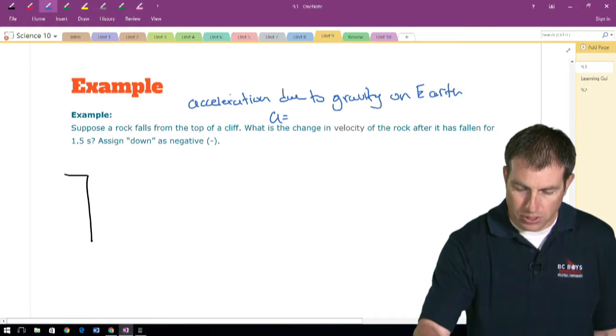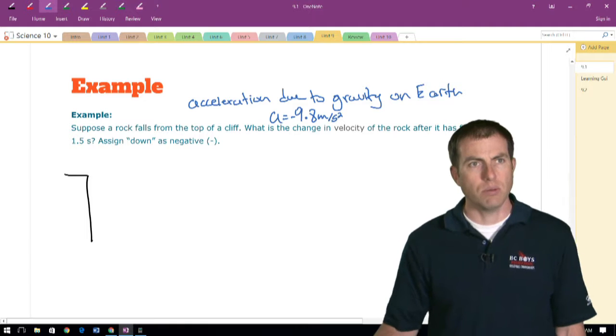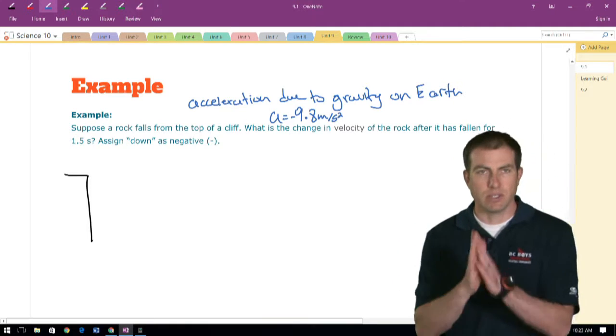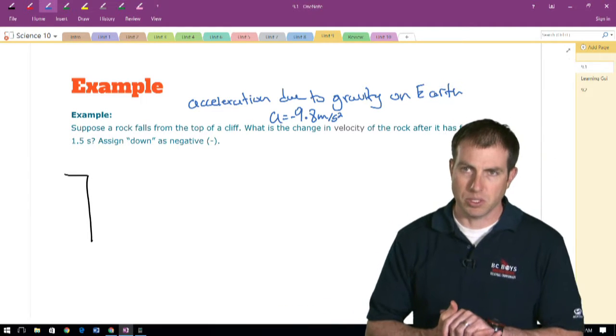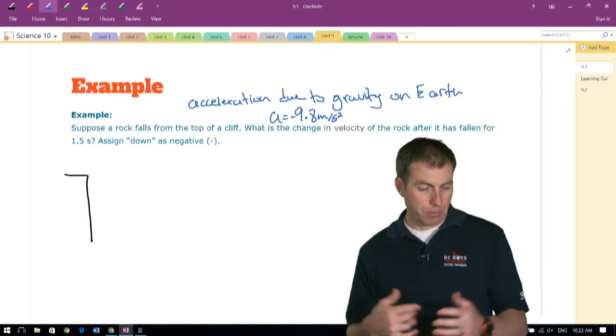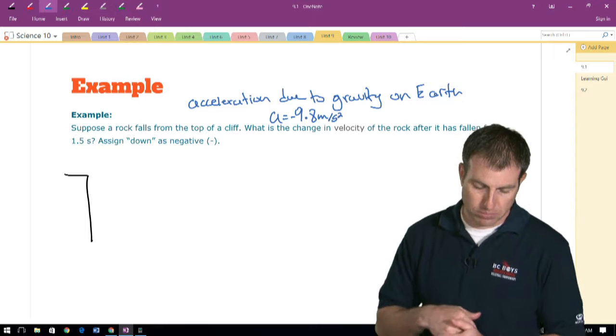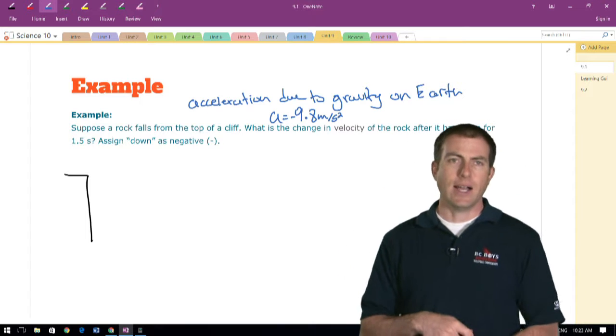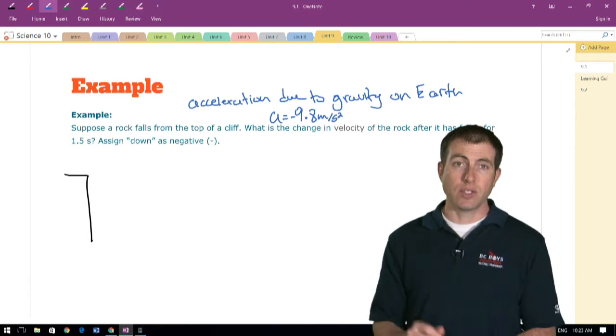So any question where an object is falling, doesn't matter what the object is, the acceleration due to gravity at the surface of Earth is negative 9.8 meters per second squared. If you were to go to Mars, seems like a pretty cool place. Some people are interested in going there. Mars has about a third of the gravity of Earth.